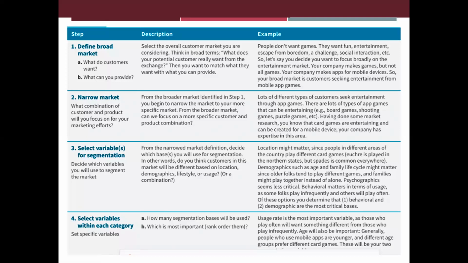So that might be, we take our demographics and we use that to segment our market out into something a little bigger. Then we're going to narrow that down. What combination of customers and products are we going to focus our marketing efforts on? We're looking for the biggest return on investment, okay? The biggest return on investment might not be the biggest segment.